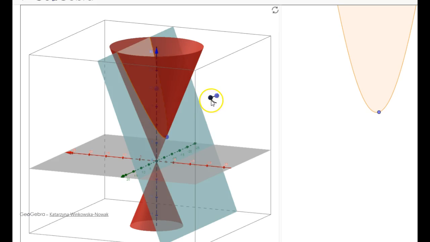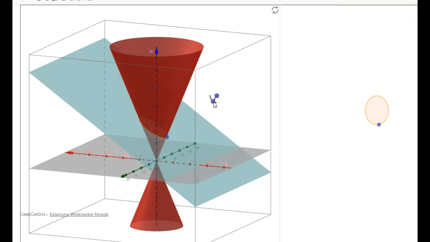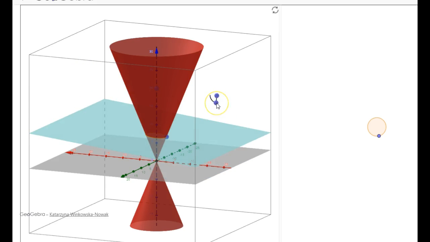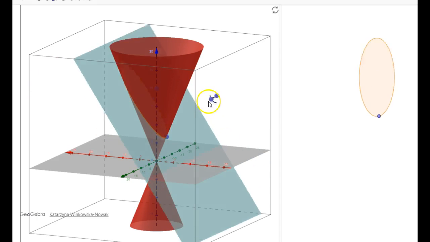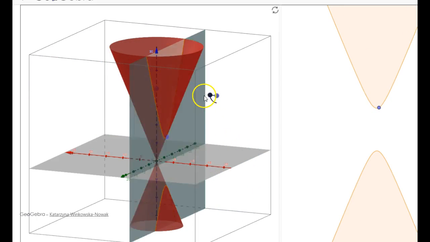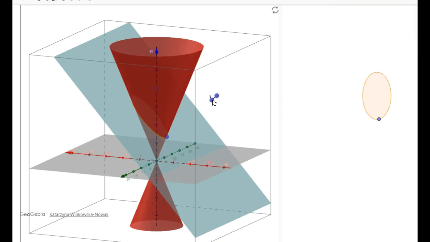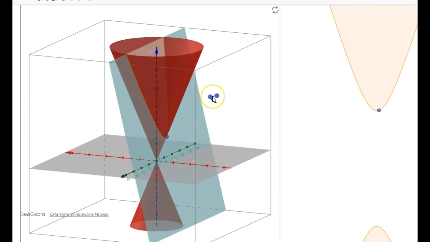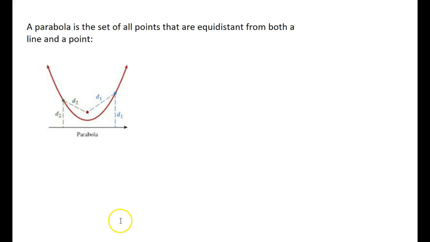Then if I change the tilt of the plane, now it becomes what we call an ellipse. And then it's a circle when the plane is flat. And if I make the plane vertical, I get a hyperbola. Okay, so the basic types of conic sections we have are hyperbolas, ellipses, and parabolas. All right, so let's look at parabolas.